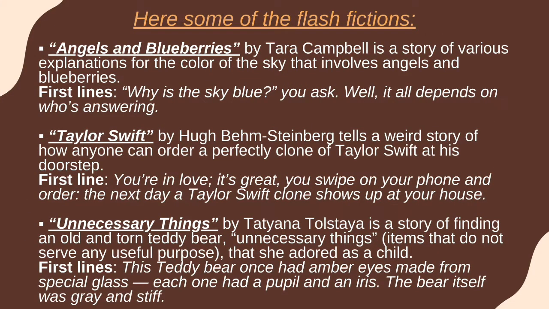Here's some of the flash fiction. Angels and Blueberries by Tara Campbell. It's a story of various explanations for the color of the sky that involves angels and blueberries. First lines: Why is the sky blue? You ask. Well, it all depends on who's answering.